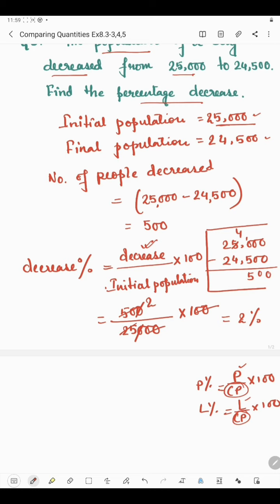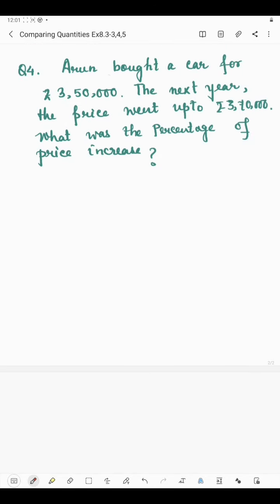Now coming to question number 4. Question number 4 says Arun bought a car for rupees 3,50,000. The next year the price went up to 3,70,000. What was the percentage of price increase? So it is said that a car was bought for rupees 3,50,000 by Arun, and the next year the price went up to 3,70,000. Means the price increased. It was 3,50,000 and it has increased up to 3,70,000.